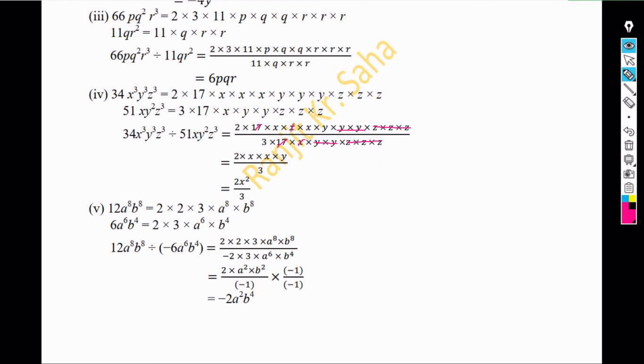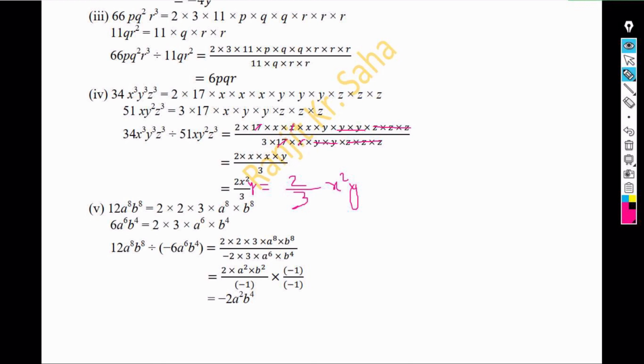Then in the numerator you will get 2 into x into x into y divided by the denominator 3, that is 2 x cube by 3, and also you can write 2 by 3 x square, and also y is here, you have to write 1y here.